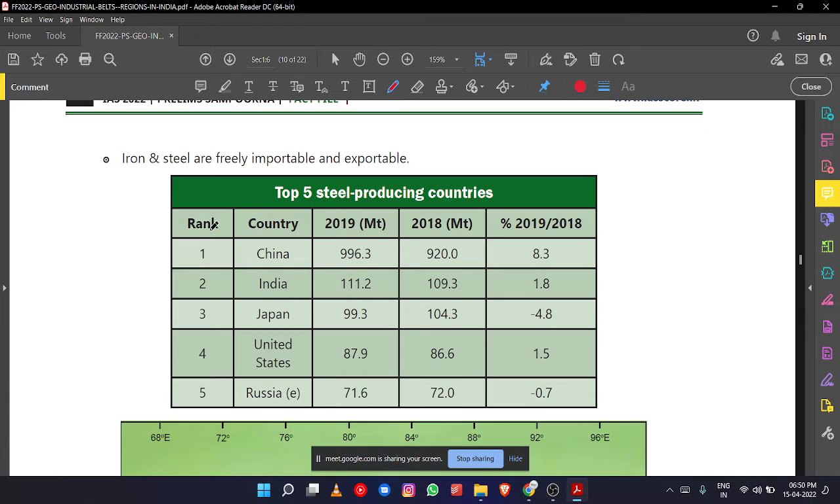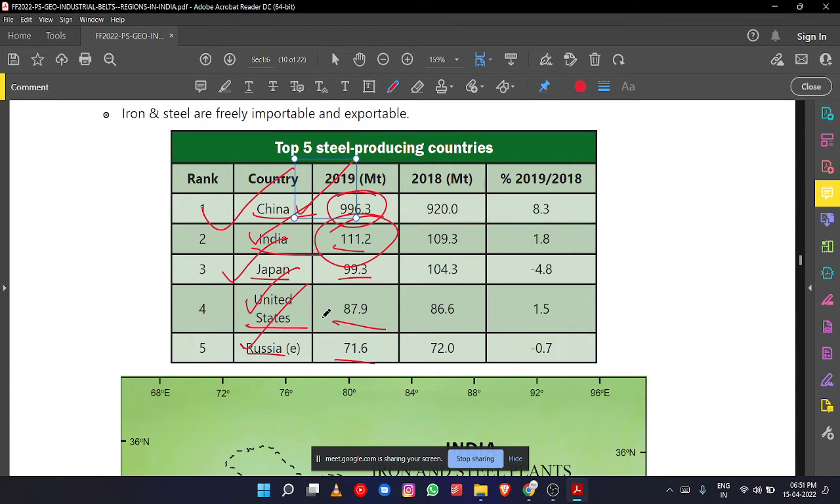If you see on a global scale, top 5 steel producing countries, you have to know. China, you can see there is a huge difference between China and India. 996, okay, 900 metric tons of total iron and steel produced belong to China only. Followed by India 111, Japan 99, US 89, Russia 71. So China, India, Japan, US and Russia. You have to know this particular order.